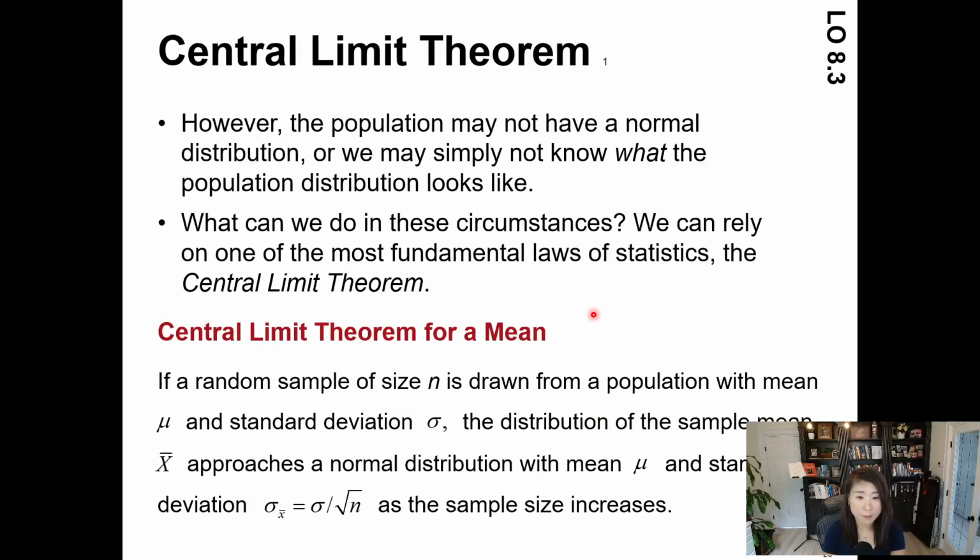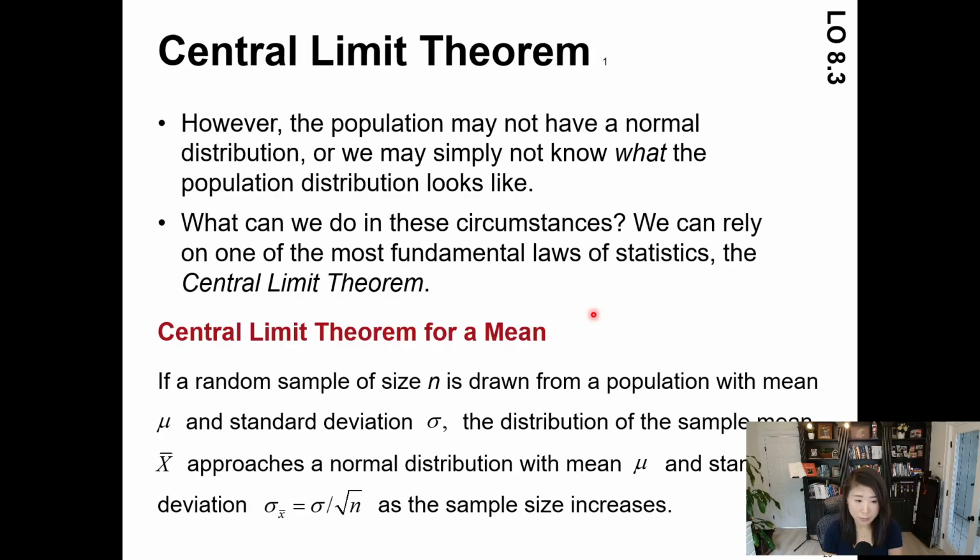However, the population may not have a normal distribution, or we may simply not know what the population distribution looks like. This is where the central limit theorem plays a role. The central limit theorem for a mean says that if a random sample of size n is drawn from a population with mean mu and population standard deviation sigma, the distribution of the sample mean x bar approaches a normal distribution with mean equal to mu and standard deviation equal to sigma divided by the square root of n as the sample size increases.